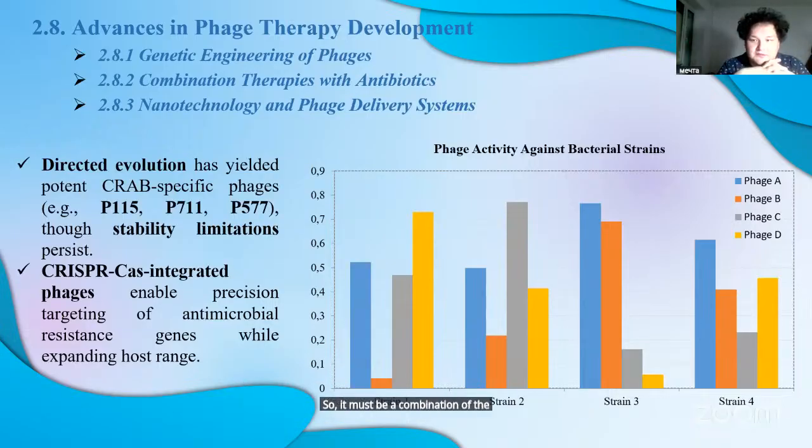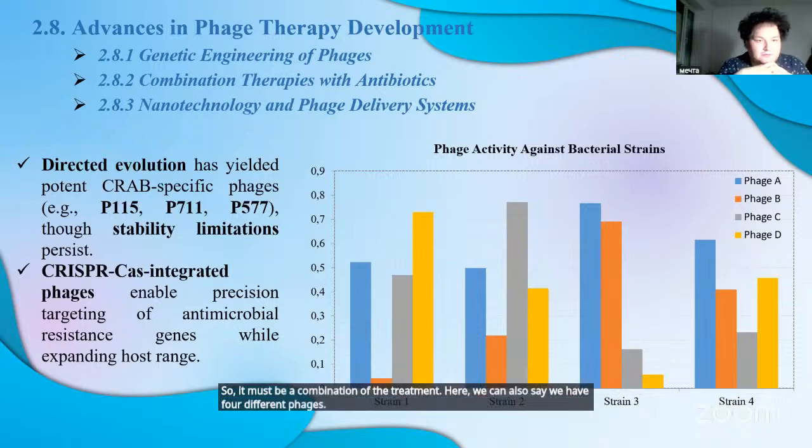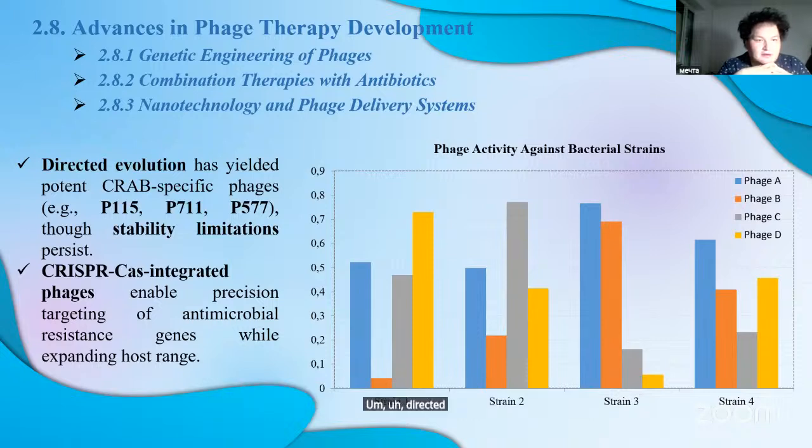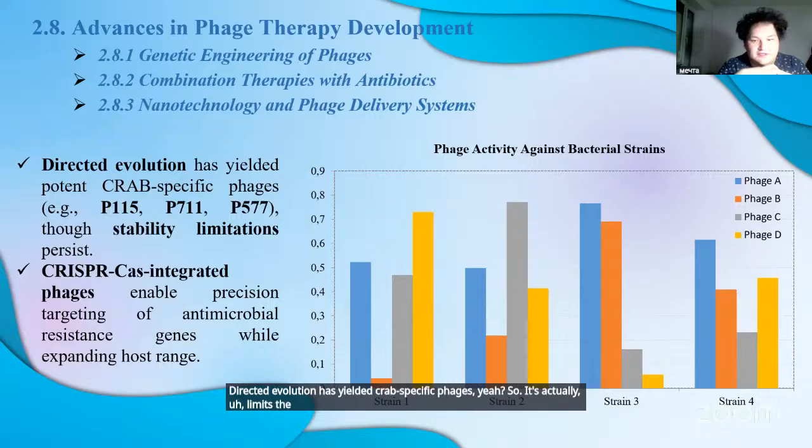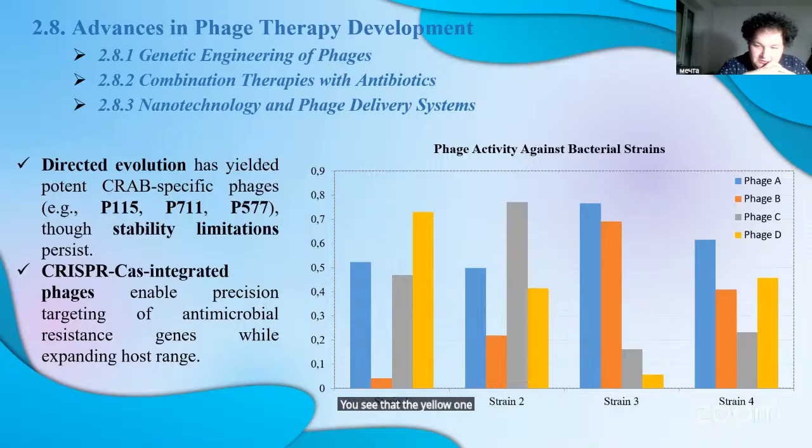Here we can also say we have 4 different phages. Directed evolution has yielded CRAP-specific phages. Yes, so it actually limits the stability of the genome. You see that the yellow one is the most variant, and the gray one is the most stable.